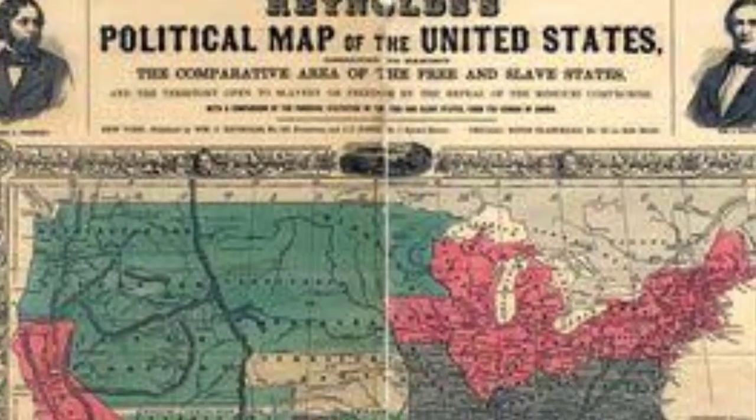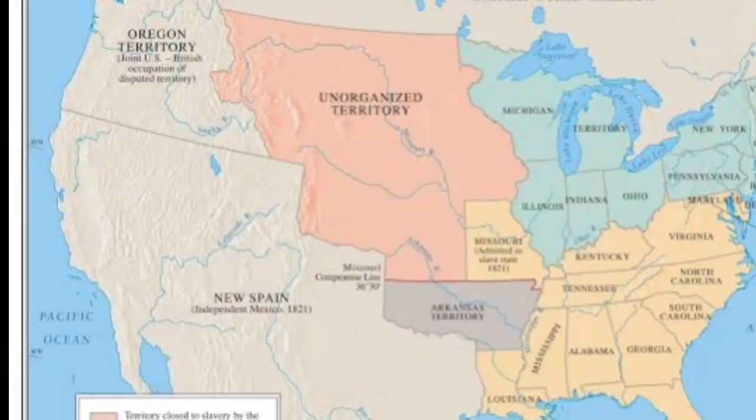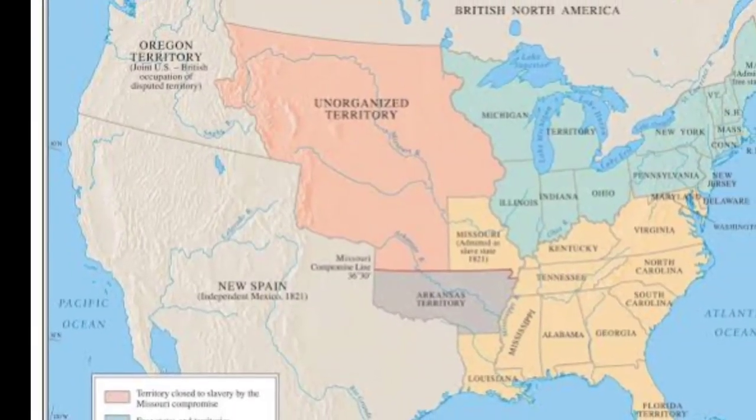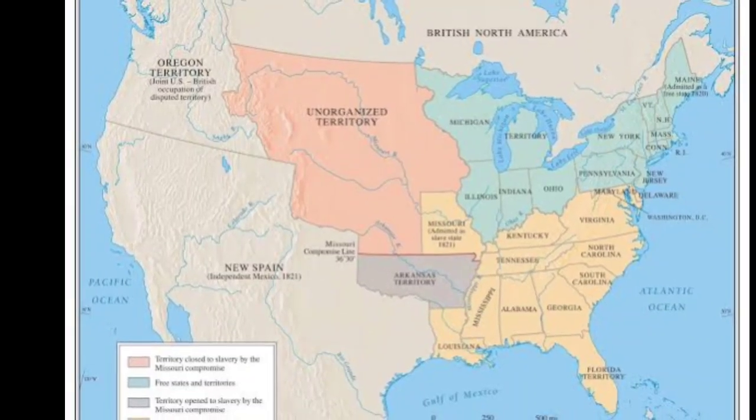The Missouri Compromise passed in March 1820 and was signed into law by President James Monroe. It temporarily eased the tensions between the North and the South and postponed the conflict over slavery for several decades.